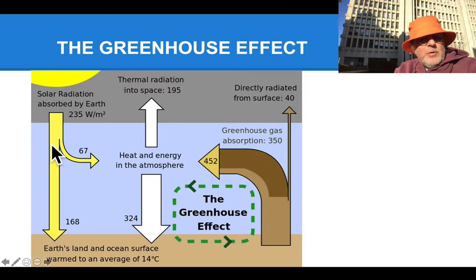The two important naturally occurring ones are carbon dioxide and methane. So as we already showed, some energy is absorbed by the Earth from the sun, some is bounced back.